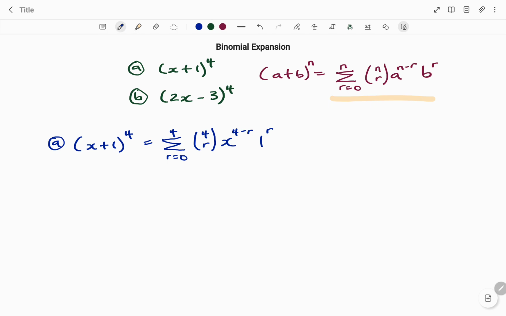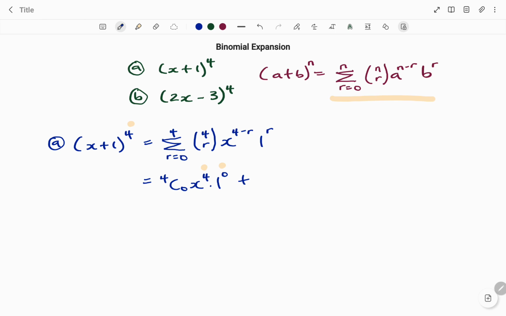The next step is to expand what we have. Starting from r equals 0, we have 4 combination 0, x to the power of 4 minus 0, which is 4, multiplied by 1 raised to the power of r, which is 0. Note that at each point, if you add our powers together, it must be equal to n, which is 4. So 4 plus 0 is 4. We have that as plus.